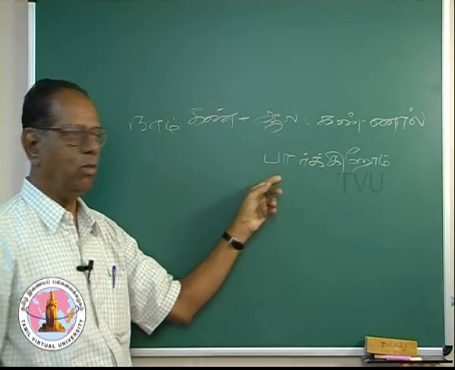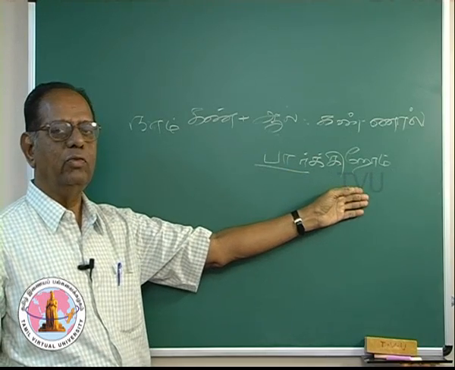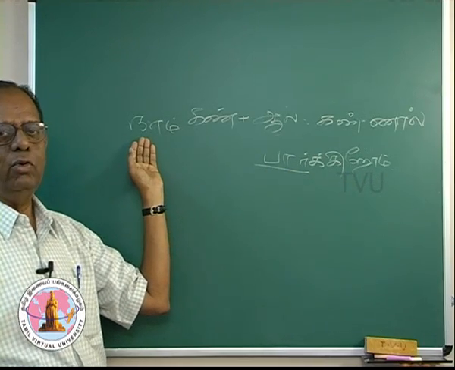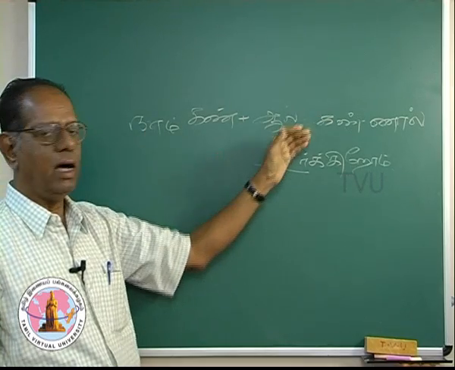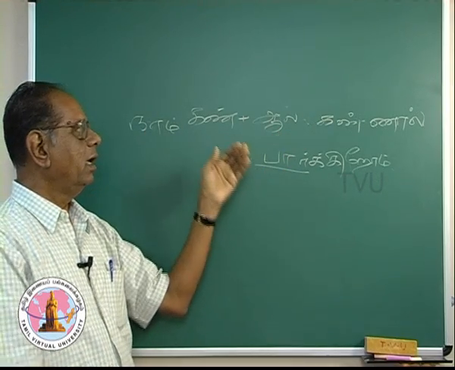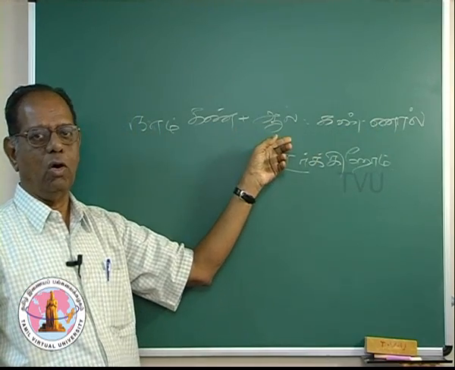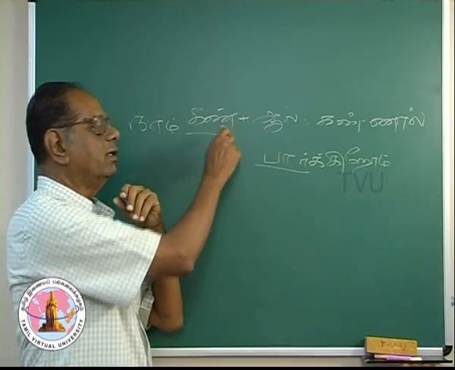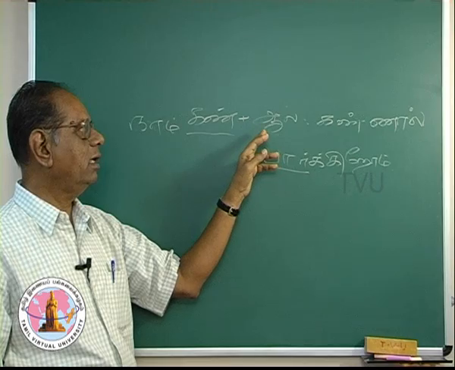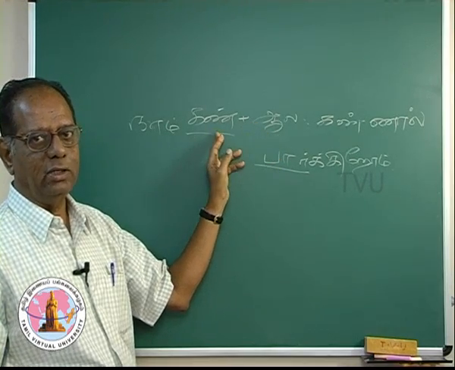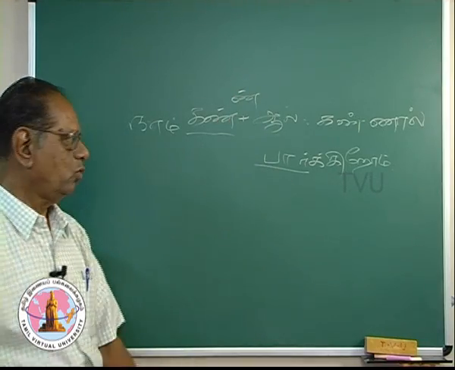கண்ணால் பார்க்கிறோம். பார், to see. பார்க்கிறோம், we see. நாம், we, inclusive pronoun. How did you arrive at this கண்ணால்? கண் பிளஸ் ஆல். This is a two lettered word with a consonant at the end. And when a vowel occurs, it gets doubled. So it became kannal.